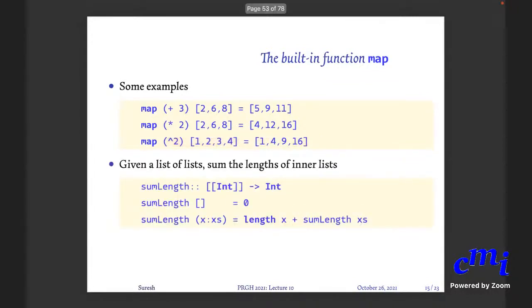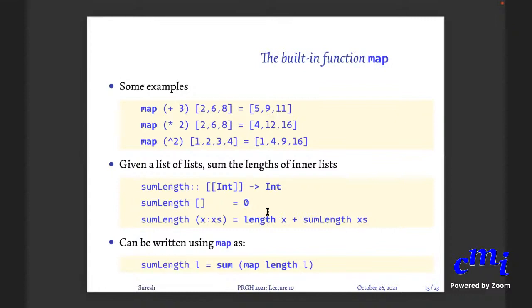And similarly, if you're given a list of lists, you want to sum the lengths of the inner lists. So sum length of the empty list of lists is 0. Sum length of x:xs, remembering that the first x itself is a list, is length x plus sum length of xs. And this you can do by saying you first map length on L. L is a list of lists. If you map length on that list, you will get a list of numbers, where each number is the length of the corresponding list. And then you apply sum on this: sum applied to map length of it.